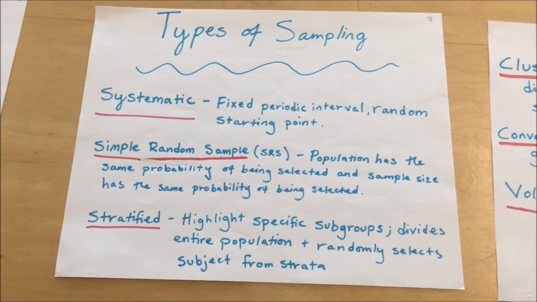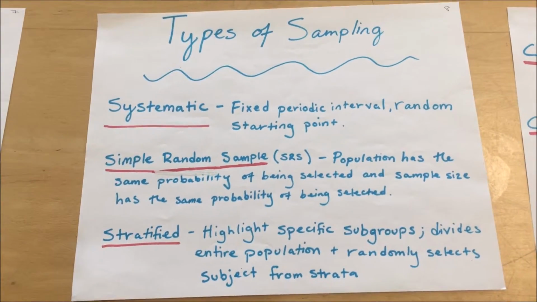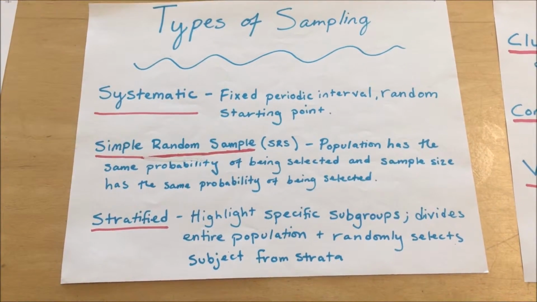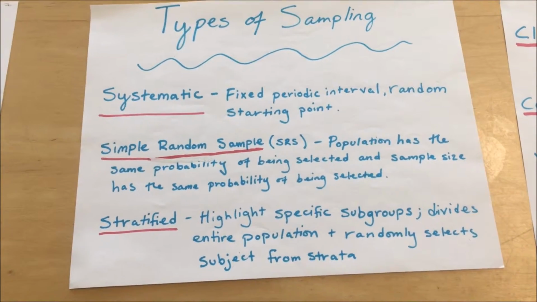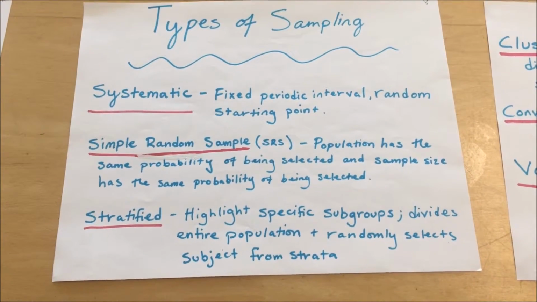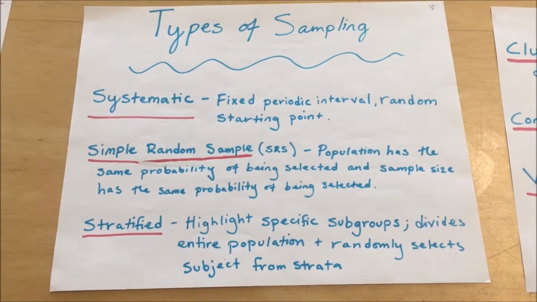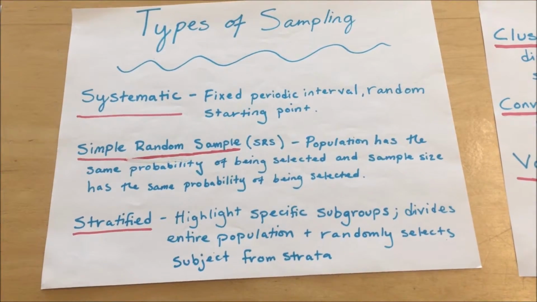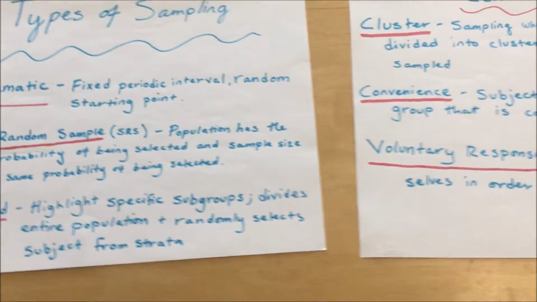So here are the different types of sampling. First we have systematic sampling, and it's a fixed periodic interval with a random starting point. Next we have simple random sampling, where every member of the population has the same probability of being selected, and every sample of the same size has the same probability of being selected. Next we have stratified. So this highlights specific subgroups, and it divides the entire population and randomly selects subjects from the data.